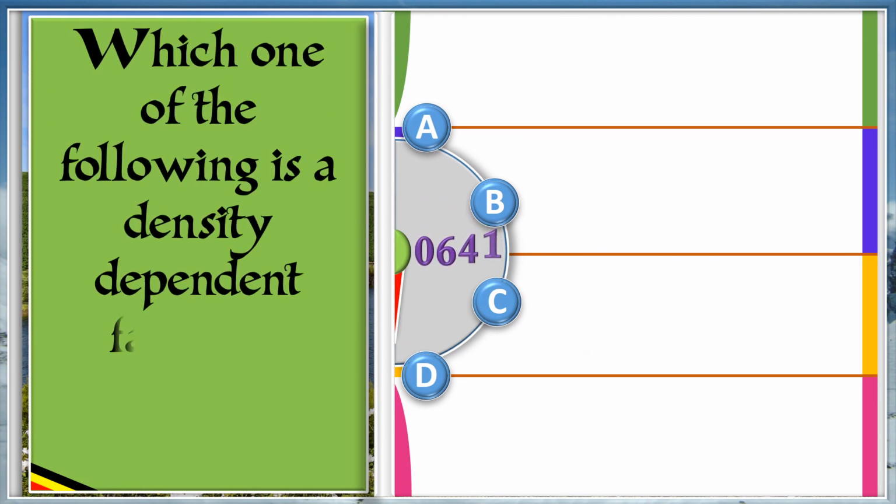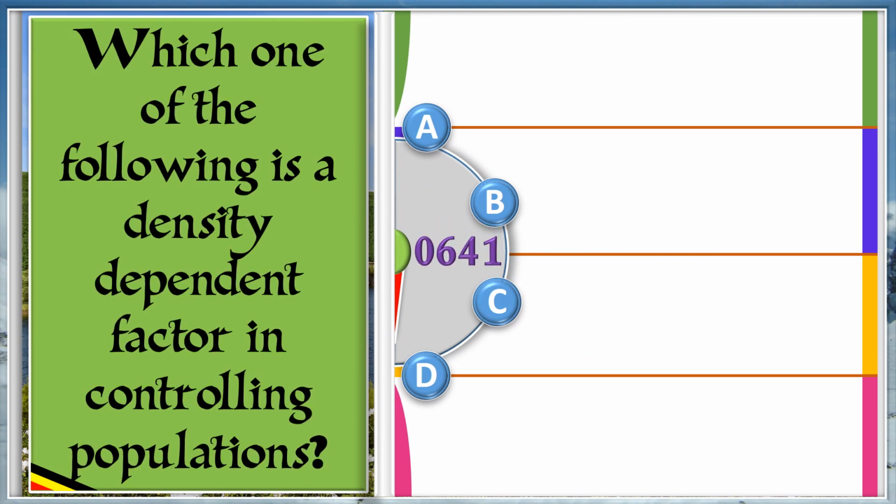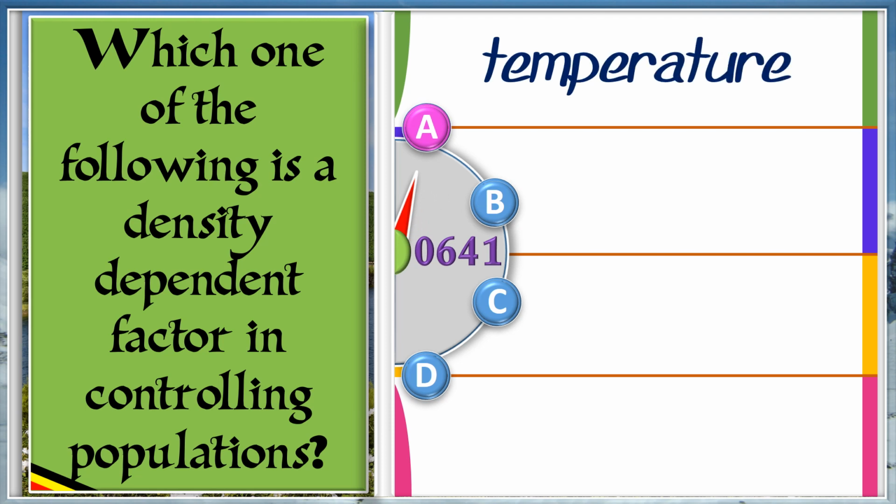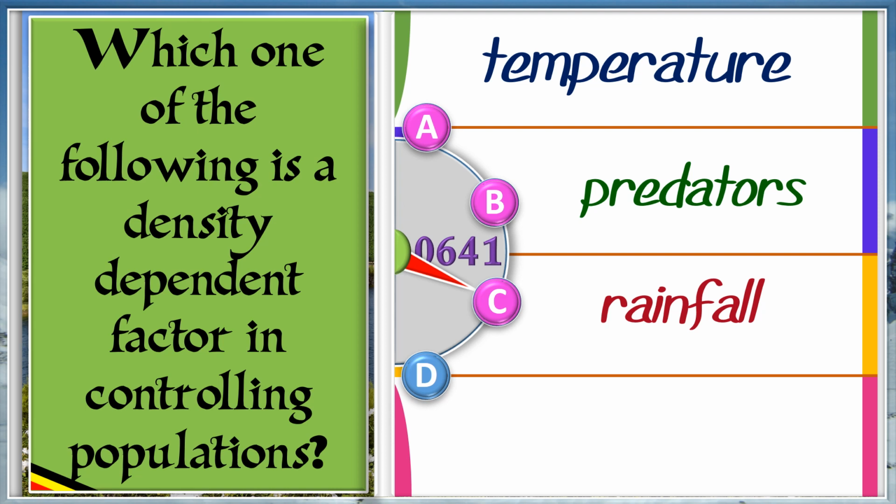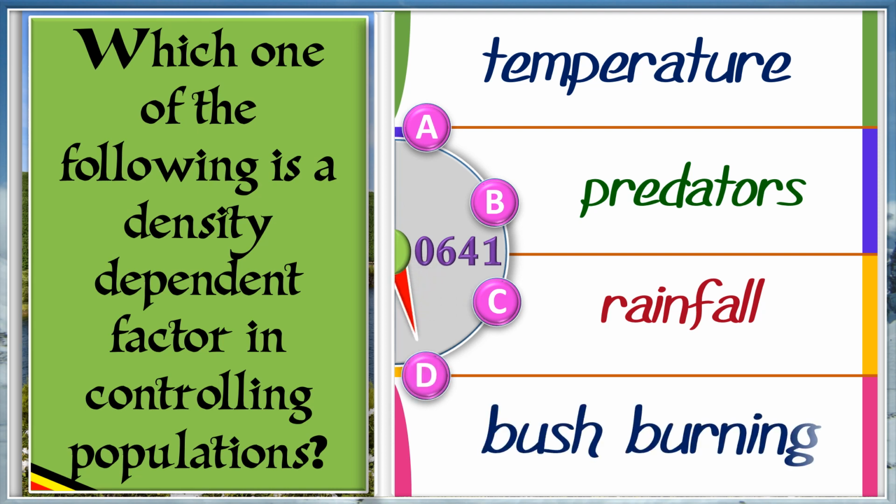Which one of the following is a density-dependent factor in controlling population? A. Temperature. B. Predators. C. Rainfall. D. Bush burning. And the answer is B. Predator.